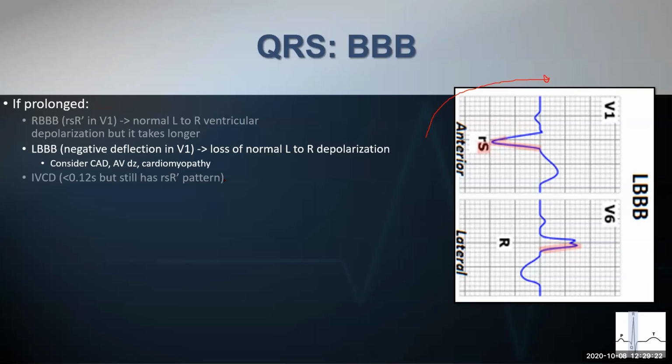Okay. So in a left bundle branch block, it's going to be a negative deflection in V1. There's that loss of the normal left to right depolarization, because you'd normally see the left ventricle depolarize and then the right ventricle, but because now that block is affecting the left side, it's going to depolarize the right side first, and then it's eventually going to depolarize the left side, which is going to result in the appearance that we'll talk about. In these patients that have a left bundle branch block, you're going to consider cardiac disease, AV disease as well at the AV node, as well as cardiomyopathies, whether it's ischemic, tachyarrhythmic, or dilated, et cetera.